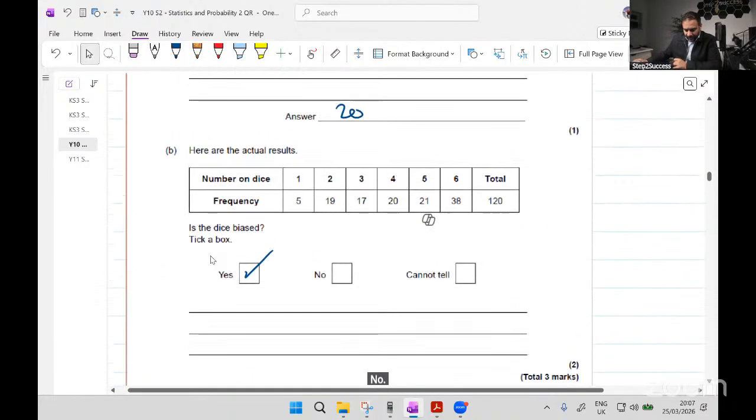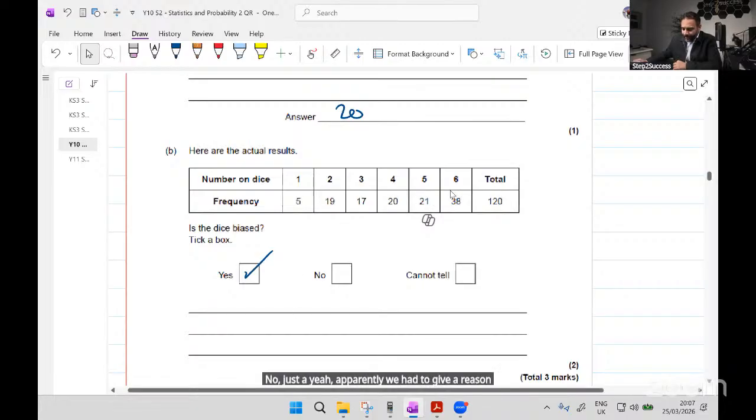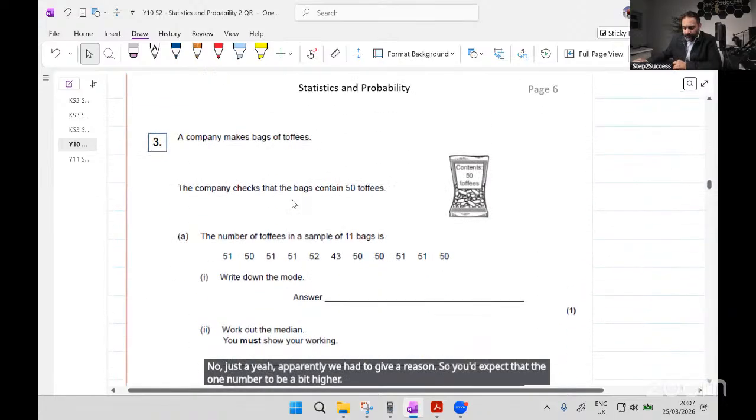Is the next question to explain it? No, it doesn't. It just says tick a box. So yeah, fine. I think it meant to give a reason, but I don't know why it just said that. So you'd expect the one number to be a bit higher or that one to be a bit lower.